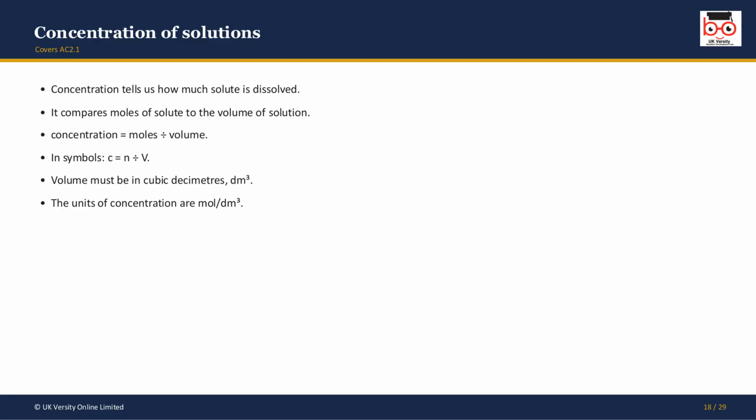Let's move on to solutions and concentration. Concentration tells us how much solute is dissolved in a given amount of solution by comparing the moles of solute to the volume. In words, concentration equals moles divided by volume, and in symbols, C equals N over V. There's one unit trap to flag now. The volume must be in cubic decimeters, dm³, which gives concentration in moles per dm³.